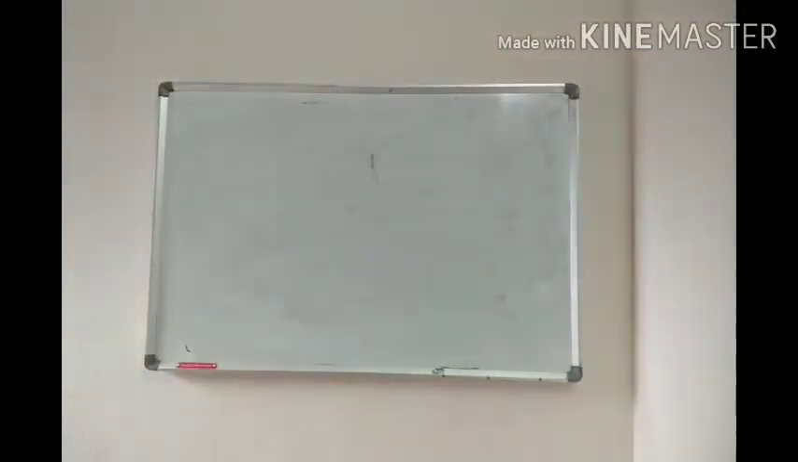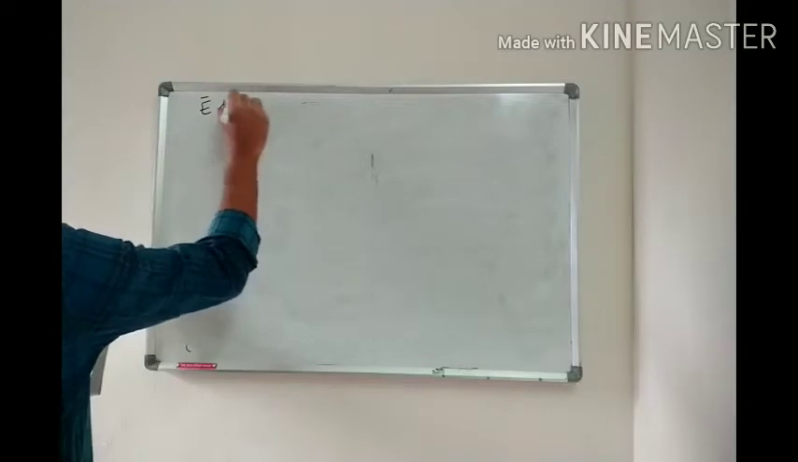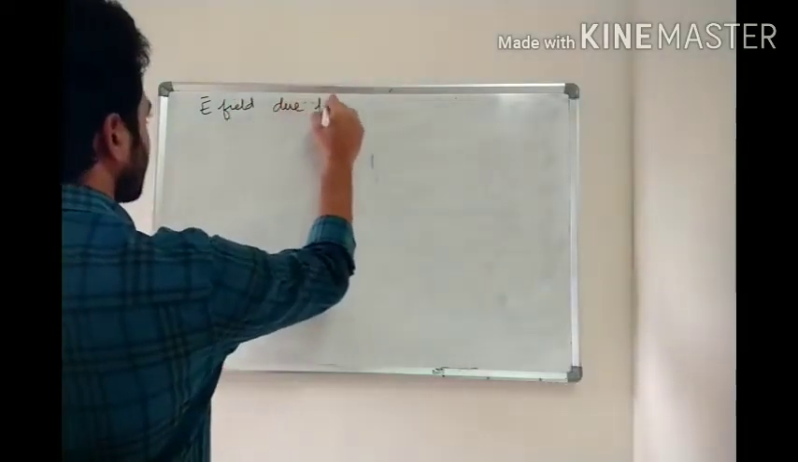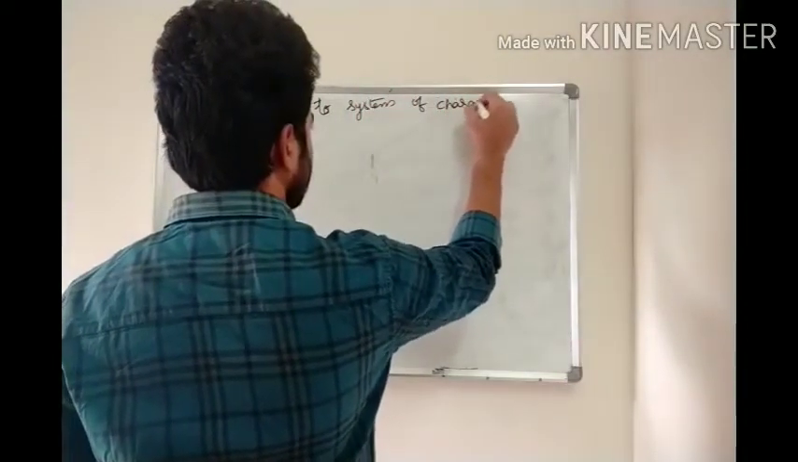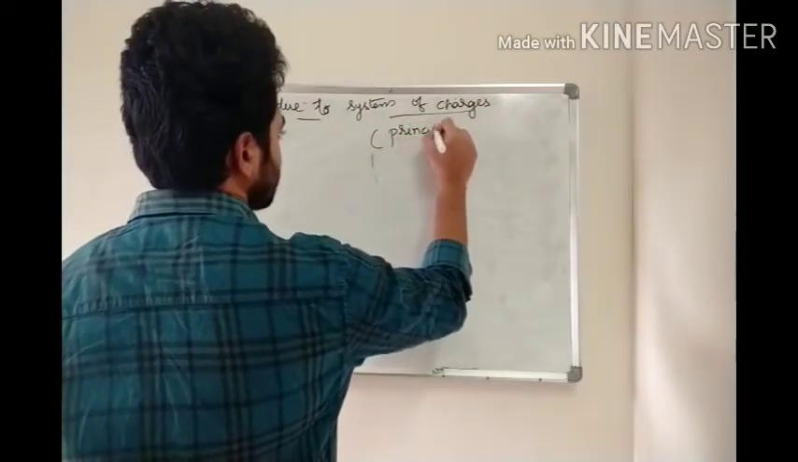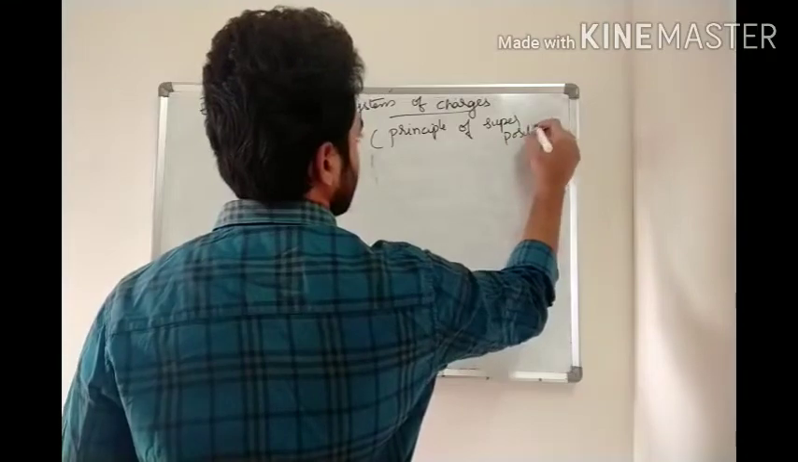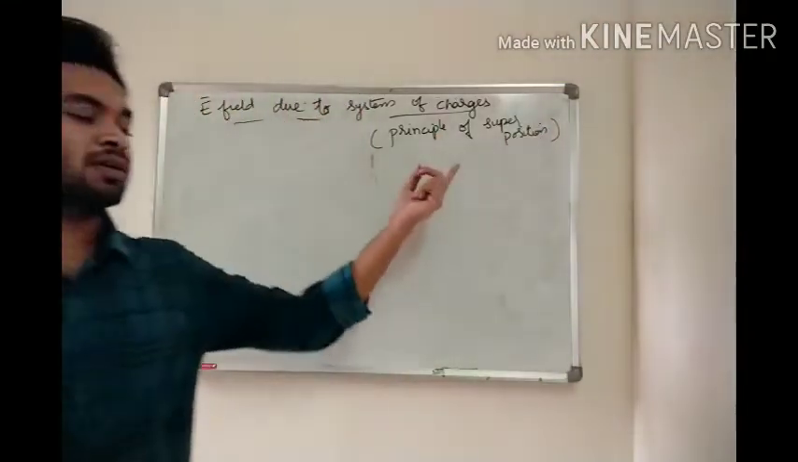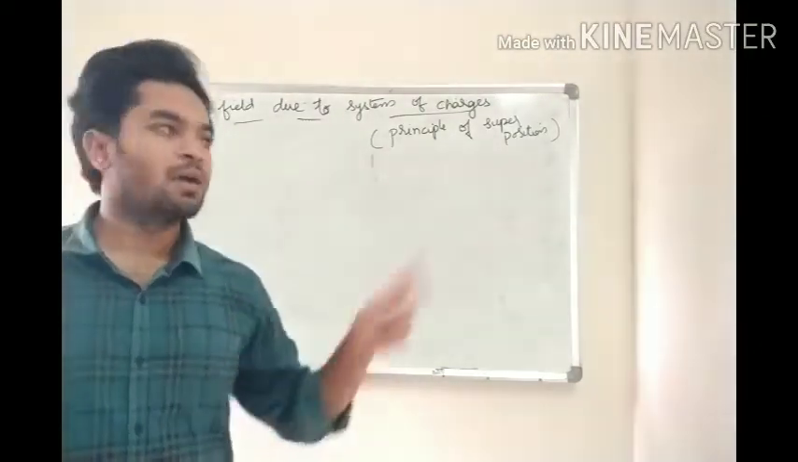Now let us do a problem. Before doing a problem, there is a small topic, which is electric field due to system of charges. We also call it the principle of superposition. I think in our lecture 3 we have seen what the principle of superposition is. That is why I want you to revise the previous topic before attending this class.